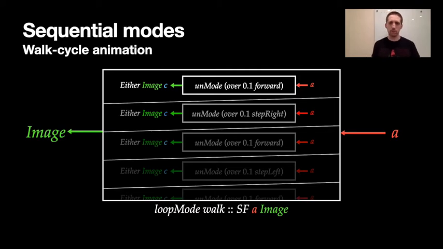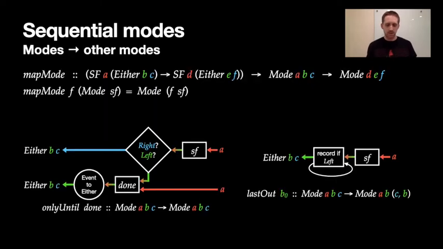So this is really convenient. We can do all sorts of animation scripts like this, and really we can script anything. This can be used for any signal function to script its behavior. Beyond going between signal functions and modes, we often want to go between modes themselves to transform one mode into another. And this is trivial with this representation.